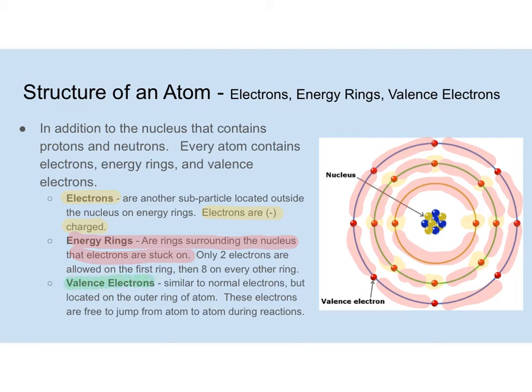Now, the last one, valence electrons. What are valence electrons? Okay. Well, they're similar to normal electrons, but they're located on the outer ring of the atom. So they're these electrons right here. Now, these are special electrons, which is why they get a special name, because they are able to jump from atom to atom. The inner electrons, regular electrons, usually don't. Okay? It's only the outside ones in the outer ring that start jumping from atom to atom. And when they do that, that's what a reaction is. That's what we're seeing when we see reactions. We see electrons jumping from atom to atom.